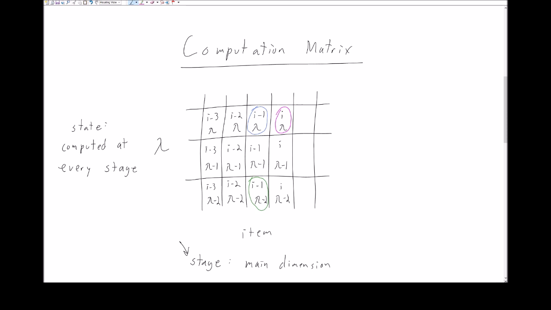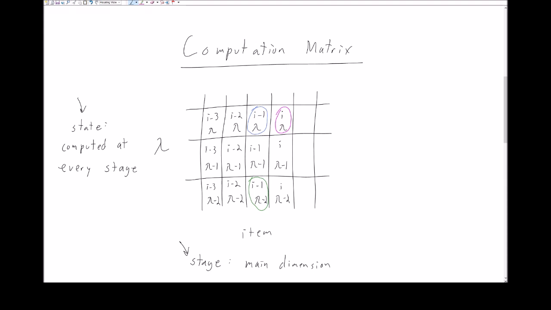And in our case, the stage is the item. We iterate through the items and then we compute for every item the capacity from 0 up to capital C. In this case, our capacity is going to be our state. The state is something that's computed at every stage. Breaking a dynamic program up into this idea of stage versus state can sometimes be handy when we're actually thinking about the computational structure.